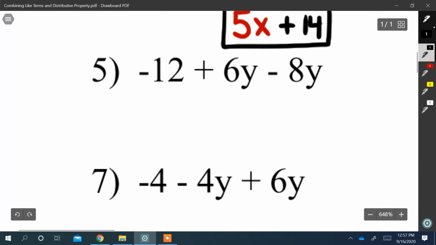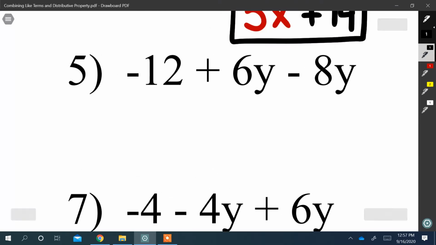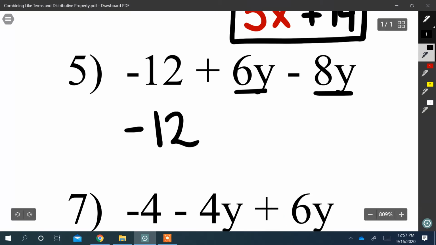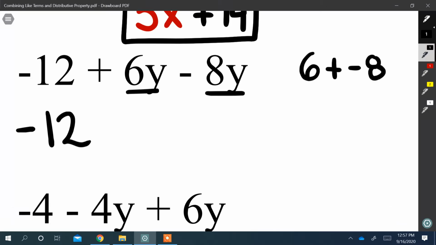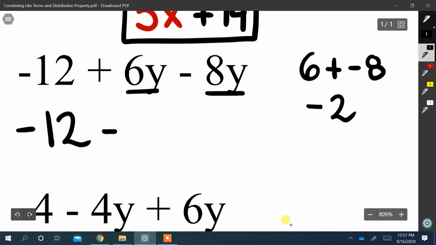Let's take a look at number 5. We have 6y and negative 8y. We're going to combine those two together. 6 minus 8, we have to understand what that is. If I do it on the side here, it's like adding 6 plus negative 8. You can see, guys, that you have more negatives, so you need to get a negative. And since I have a negative and a positive, I know I have to subtract. So 8 minus 6, I know I'm going to get 2. So I'm going to get negative 2, and don't forget about the y.